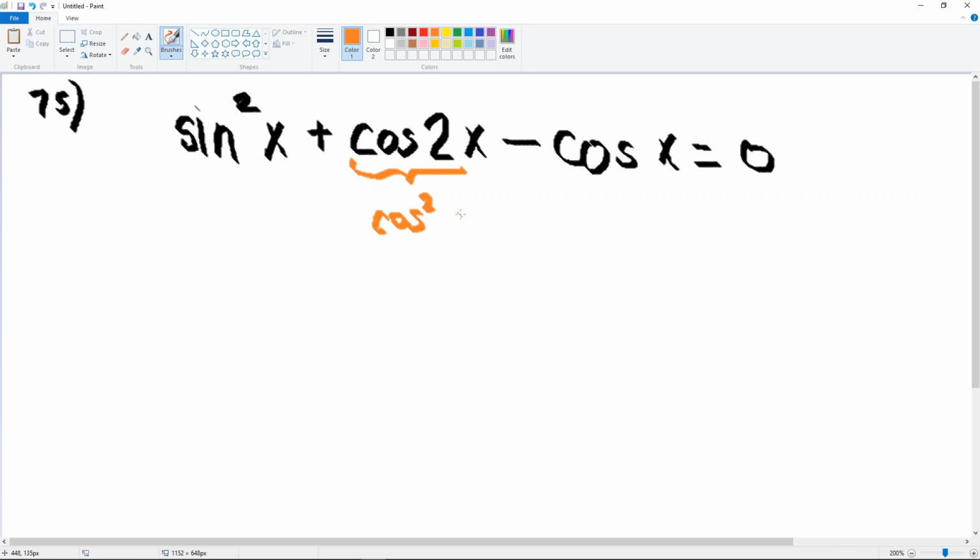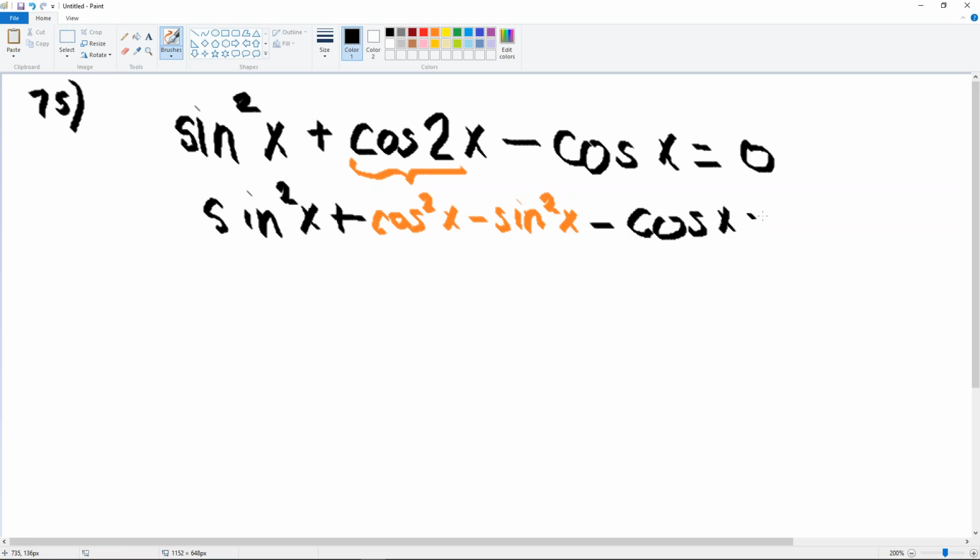Cosine squared of x minus sine squared of x. And then we're going to bring down everything else. So we're going to bring down the sine squared of x, and then the minus cosine of x. That's going to make it easier because something cancels out. What cancels out? The sines. The sine squares cancel, leaving you with cosine squared of x.